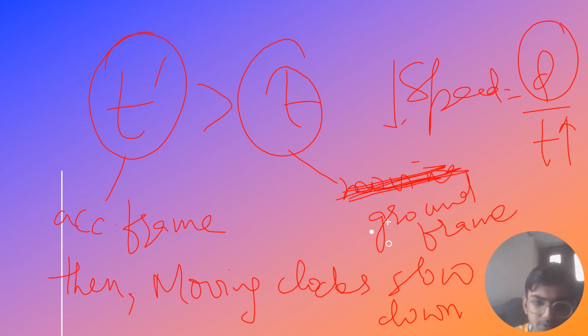So we say moving clocks slow down, but it doesn't mean that moving refers only to an accelerated frame. No, we are saying that any frame is moving with respect to a particular frame. When we set one particular frame as a point of reference, then we say that with respect to this frame the other is moving. So the whole concept is relative. All concepts are relative here. So we say moving clocks slow down. This is your concept of time dilation.